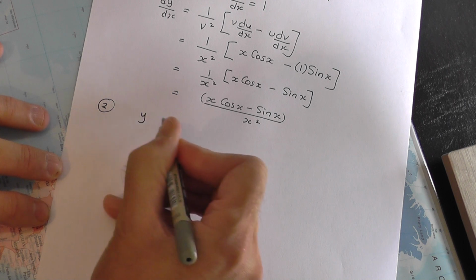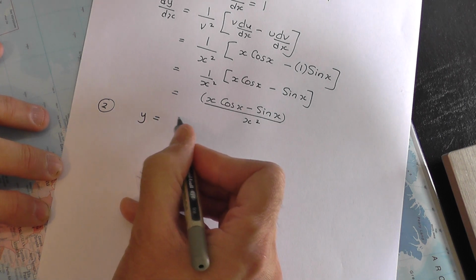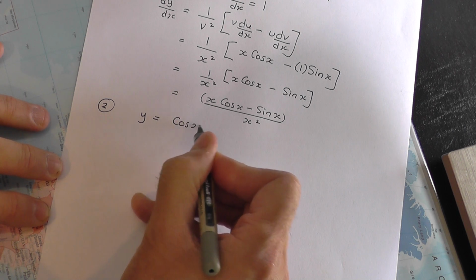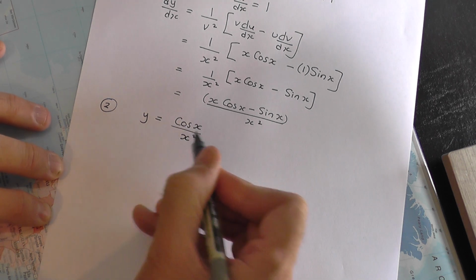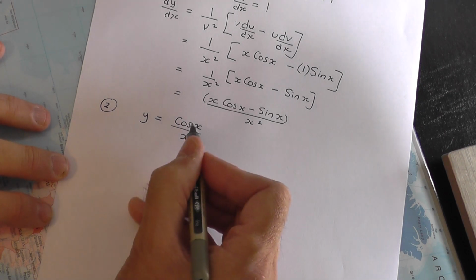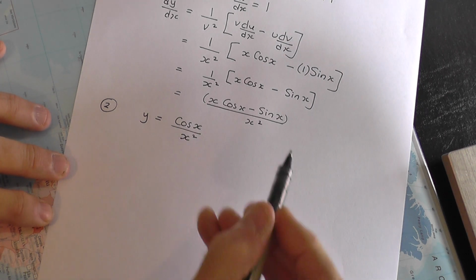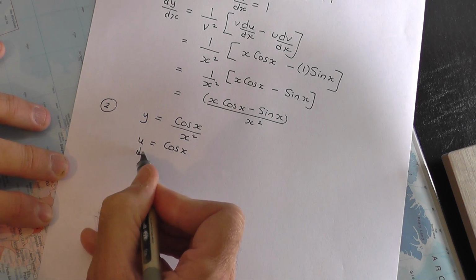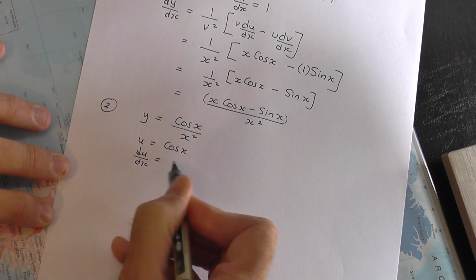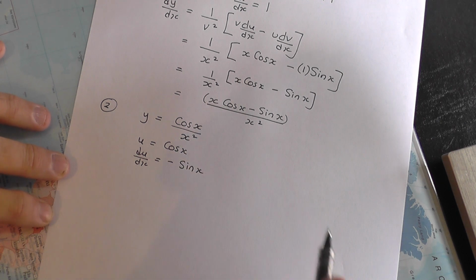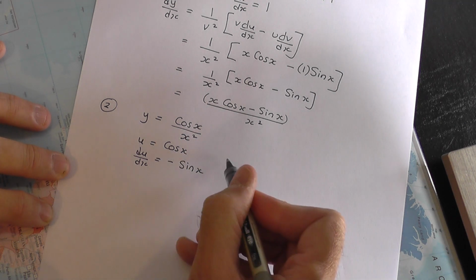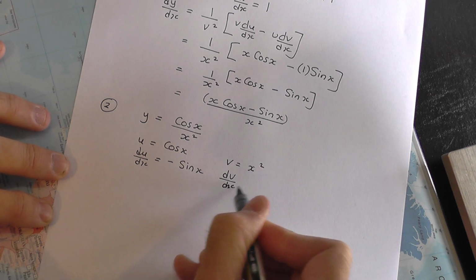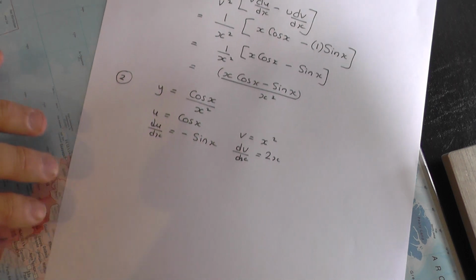So let's try another one, number 2. Let's do one like this now. y is equal to, let's say I did, cos x on the top all over x squared on the bottom. So in this example, it's a division of two functions. u is equal to cos x. du by dx would be equal to minus sine x. Standard result. So v will be equal to x squared. So dv by dx will be equal to 2x.